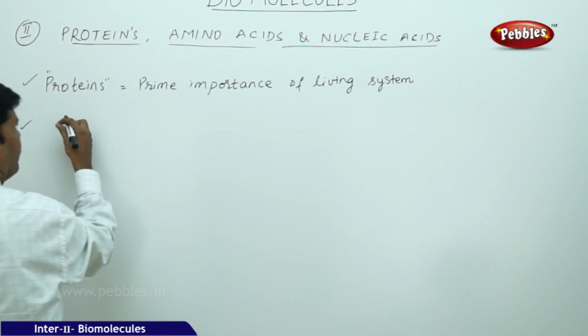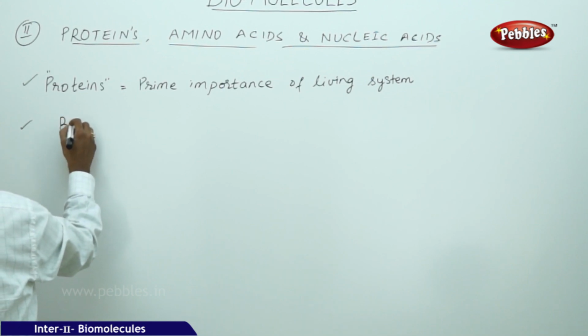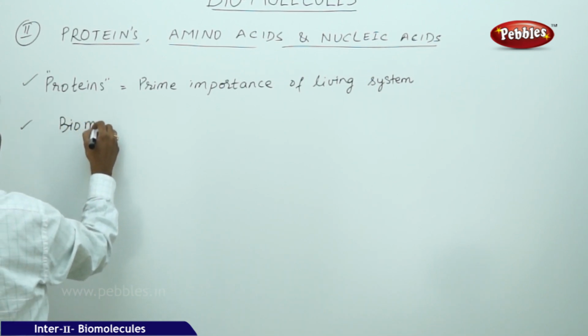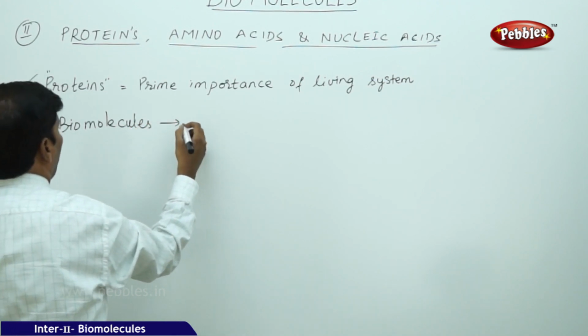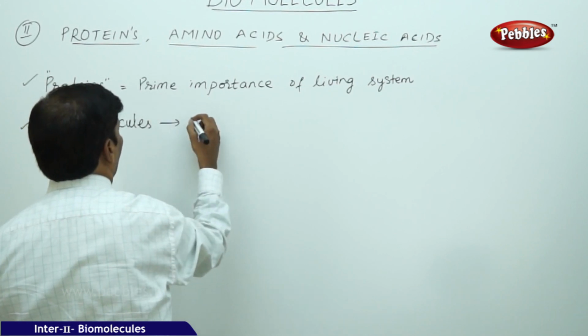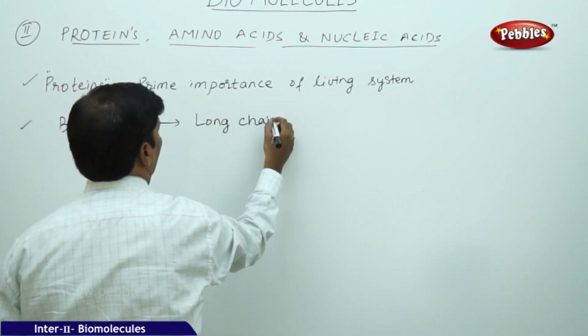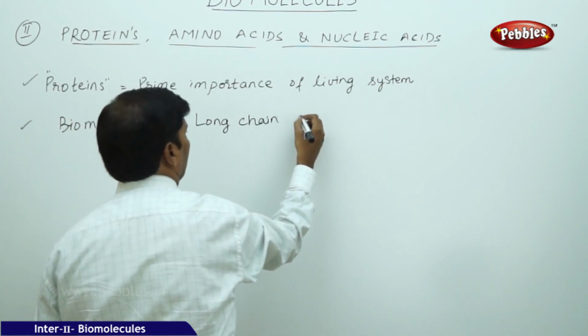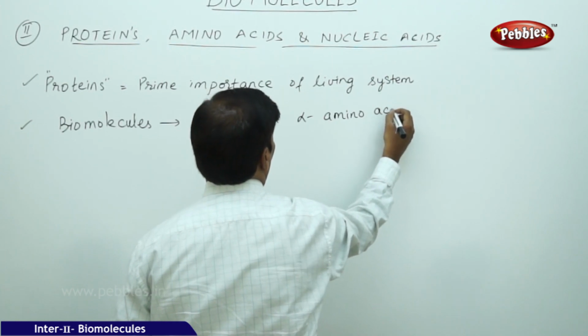These are the polymers, biopolymers. Proteins are the biomolecules made of long chain alpha amino acids.